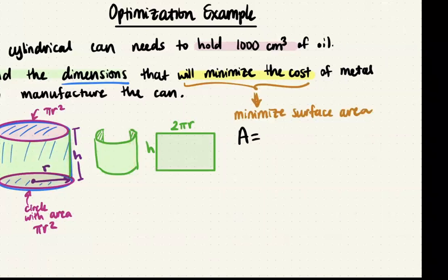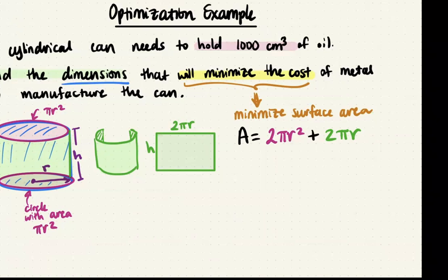Okay, so now we need to put all this together. I have 2 copies of these circles, one on the top, one on the bottom. So I have 2 pi r squared plus, and then the area of the part that wraps around the can, this green part here, the area of that is 2 pi r. Okay, now I have my equation for the area of the can, the surface area, and I want to minimize this so that I'm using the least amount of material to construct my can.